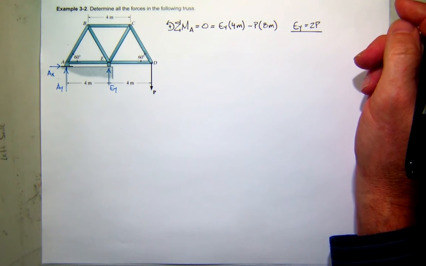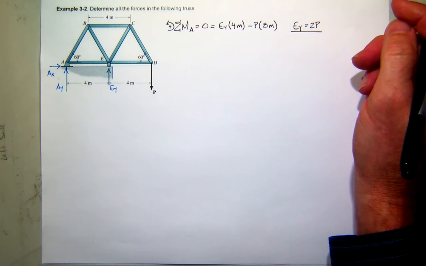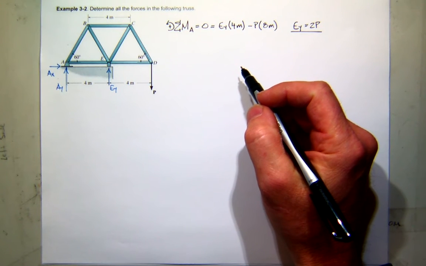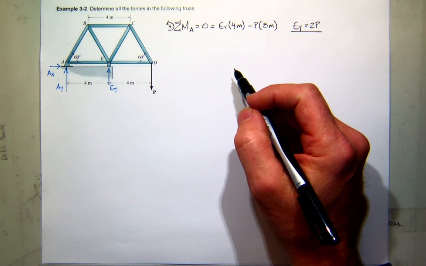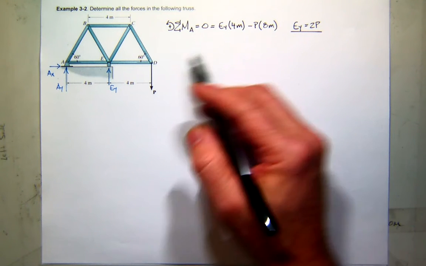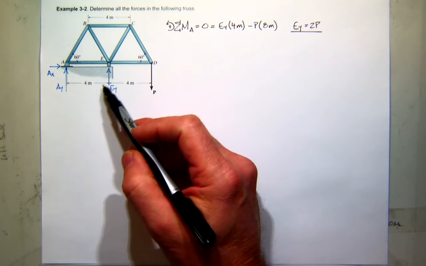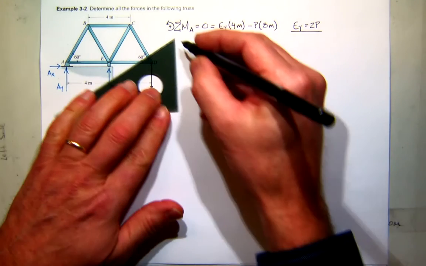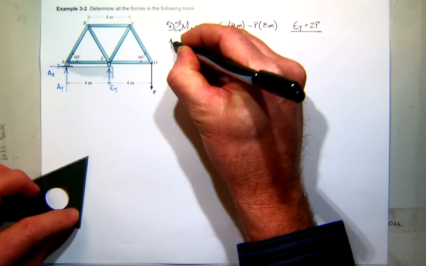Pretty good? So Mr. Brown, what do we do next? What would you like to do next? You go around point B, draw your... Well, what about, let's find all the reactions first. We just found EY. How do we find the other ones? What other equilibrium equations? Yep, we could do that. So let's sum forces in the Y.